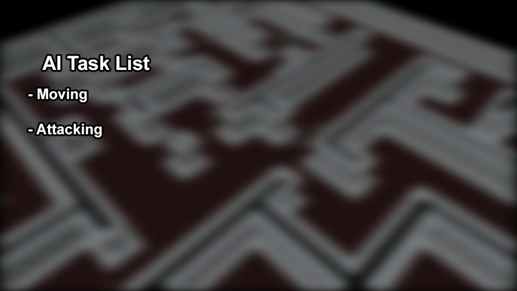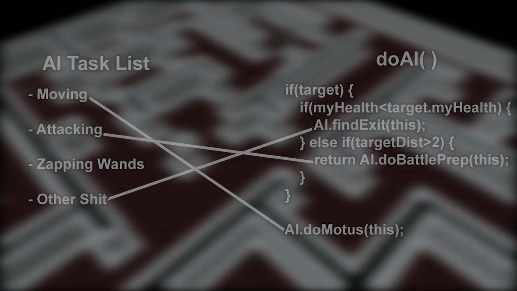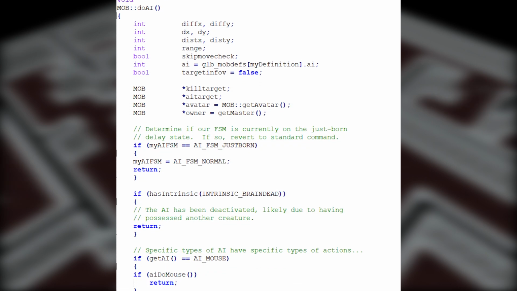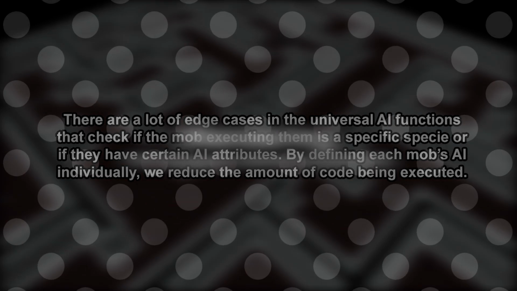The idea I've got right now is to create a series of functions for the AI tasks, such as moving, attacking, zapping wands, and other stuff. These tasks will be called by the mob's doAI function in their class file. I do know Powder uses an approach similar to this, but instead using a single doAI function for all mobs. Now since I'm setting up the contents of the doAI function for each mob class, we do wind up using more disk space, but in the process we wind up reducing the overall execution time for the AI step of the game loop.